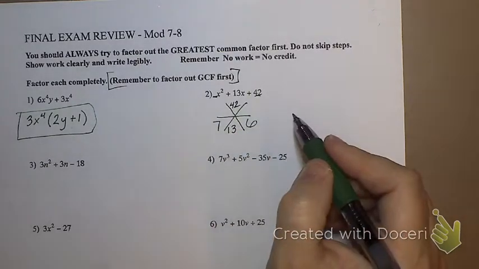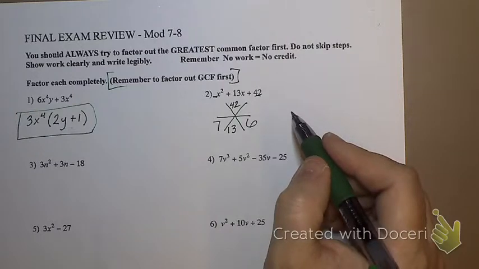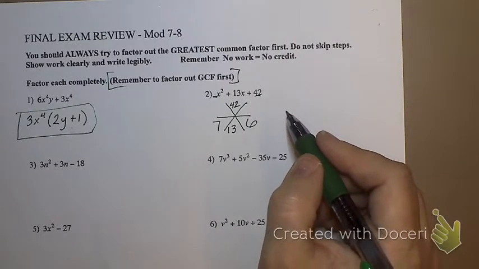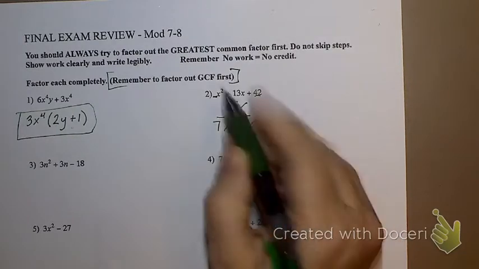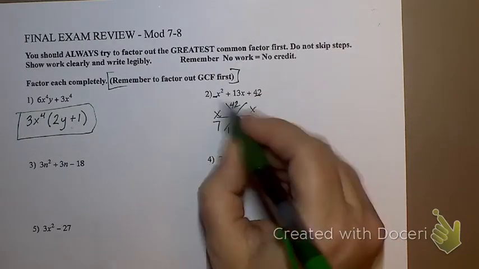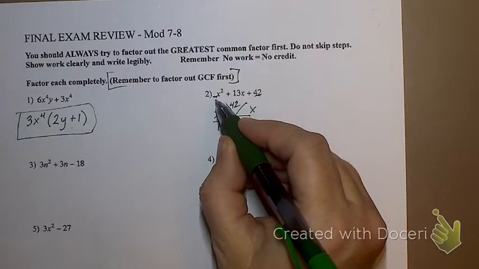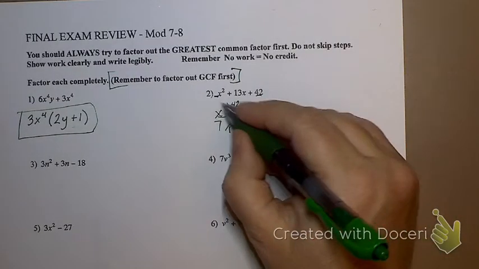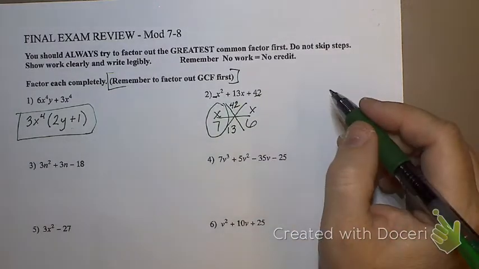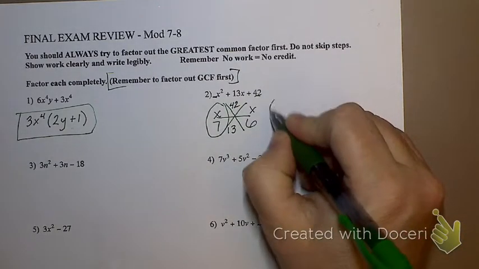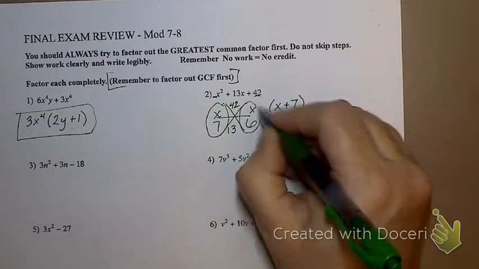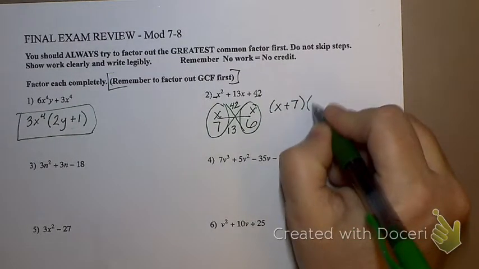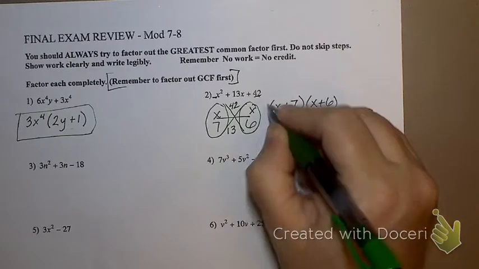7 and 6. Does it matter if you write 7 and 6 or 6 and 7? No. Doesn't matter what order you write them in. Okay? What goes up here then? X and X, and if there was an A value that wasn't 1, I would have to put that up there as well. Okay? So, can X over 7 reduce? No. So I have X plus 7. Can X over 6 reduce? No. So I have X plus 6.